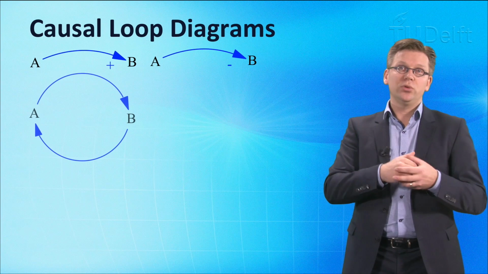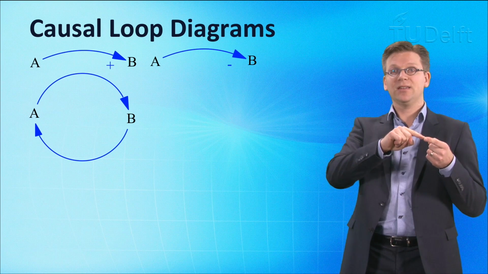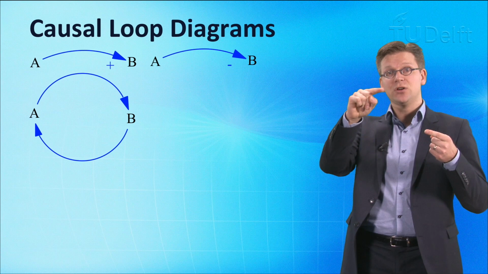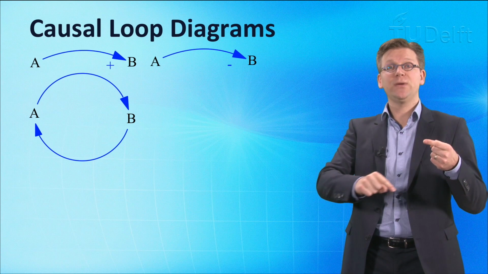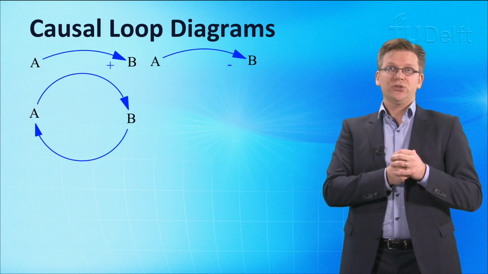A feedback loop consists of two or more causal links between elements that are connected in such a way that if one follows the causality starting at one element in the loop, one eventually returns to the first element. There are actually two types of loops.